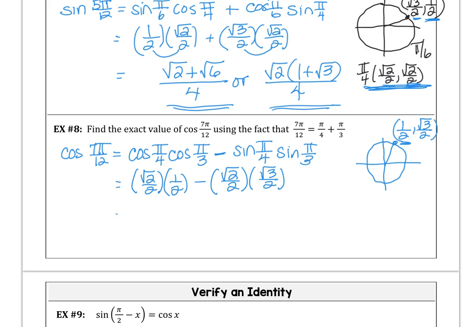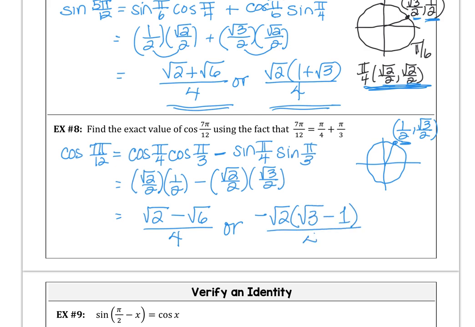And we get pretty much the same answer as example 7, only instead of addition, we have subtraction. And likewise, you can factor out a negative square root of 2 and have square root of 3 minus 1 divided by 4, or you can leave it like the first way.